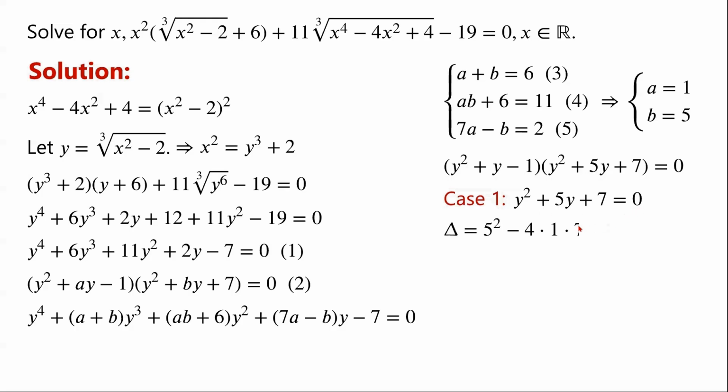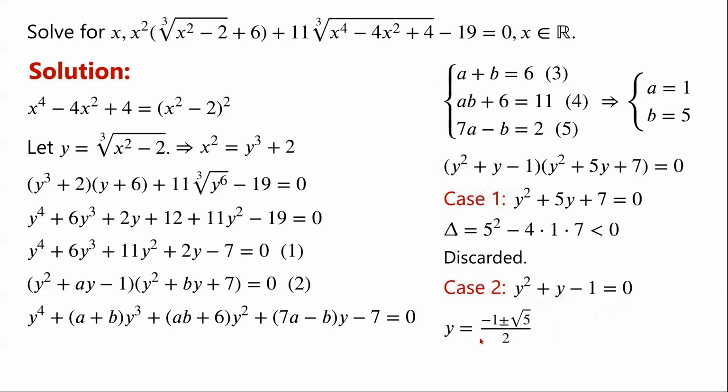Case 1, y squared plus 5y plus 7 equals 0. The discriminant of this quadratic equation is equal to 5 squared minus 4 times 1 times 7, which is less than 0. So, the equation has no real solutions. Thus, this case is discarded. Case 2, y squared plus y minus 1 equals 0. So, y equals negative 1 plus or minus root 5, over 2.